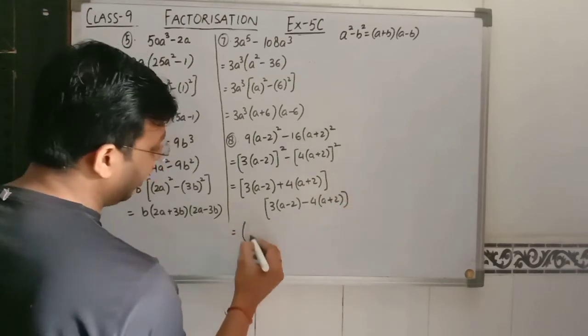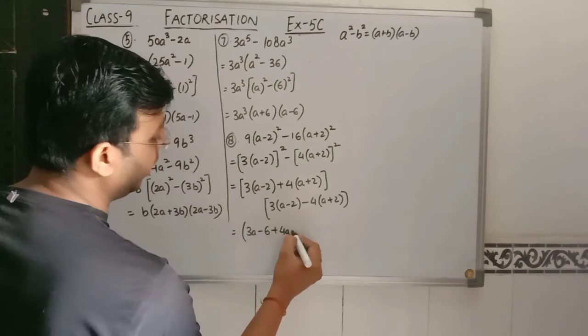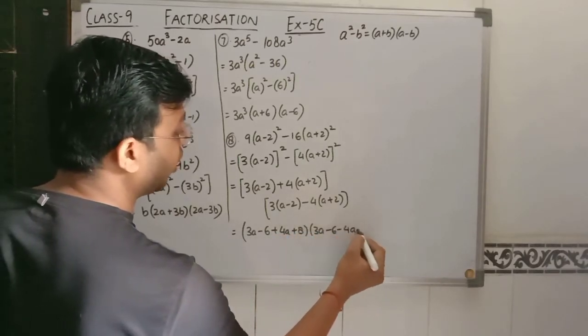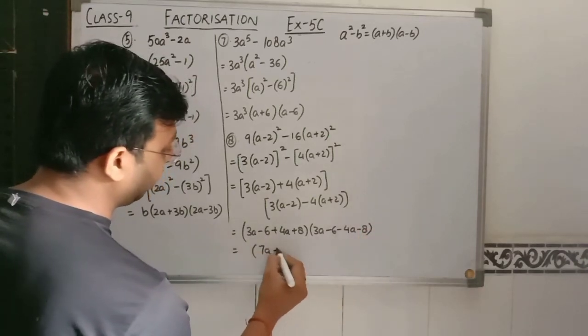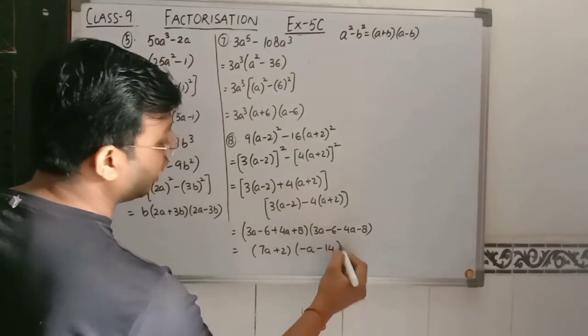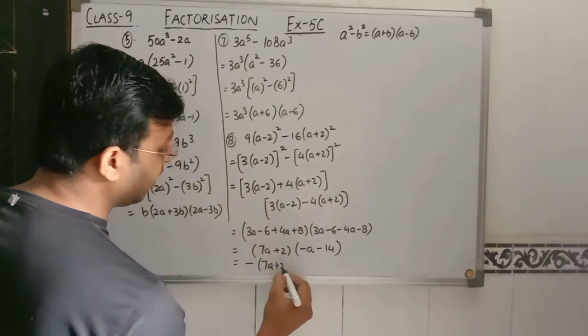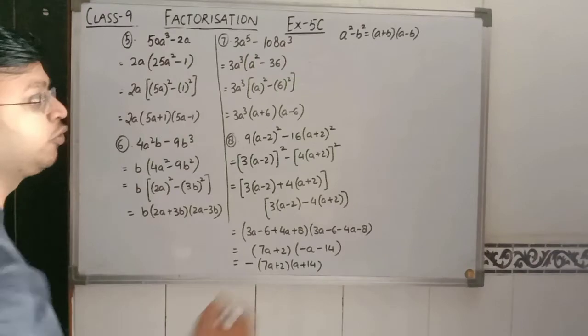Now solve it. It will become (3a minus 6 plus 4a plus 8) and (3a minus 6 minus 4a minus 8). Just solve it. 3a and 4a, it will become 7a plus 2, and 3a minus 4a is minus a and minus 14. You can take minus as common, so it will become, with the minus sign in front, (7a plus 2) and (a plus 14). So that will be the final answer of question number 8.